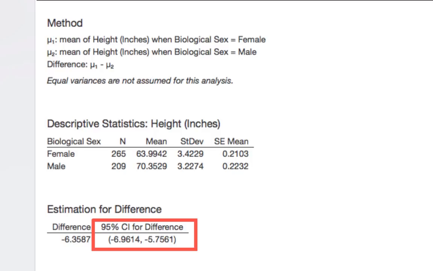5.7561. To interpret this confidence interval, I could say that I am 95% confident that if I would take the mean height of females in the population minus the mean height of males in the population, that difference in means would be between negative 6.9614 and negative 5.7561.